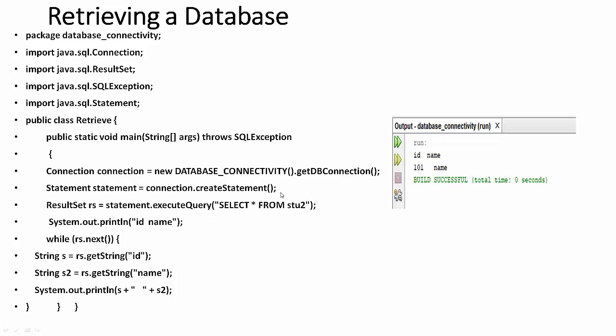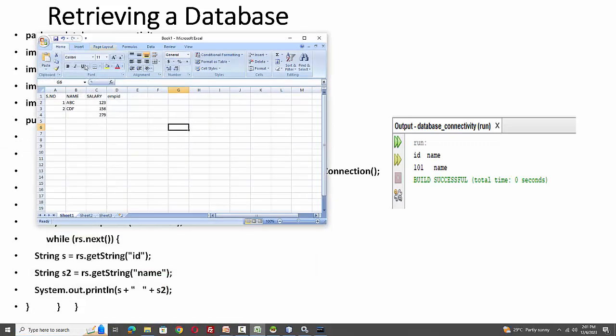Now here we need to retrieve the values. It needs to know which is the column name, which is the second column name. For example, in Excel we have serial number, name, salary, employee ID and everything. Serial number 1, 2, 3, 4 we can type. Name 1, 2, you can specify different names, salary and so on. But you need to identify the column names. Because of that reason we have given an ID and name.